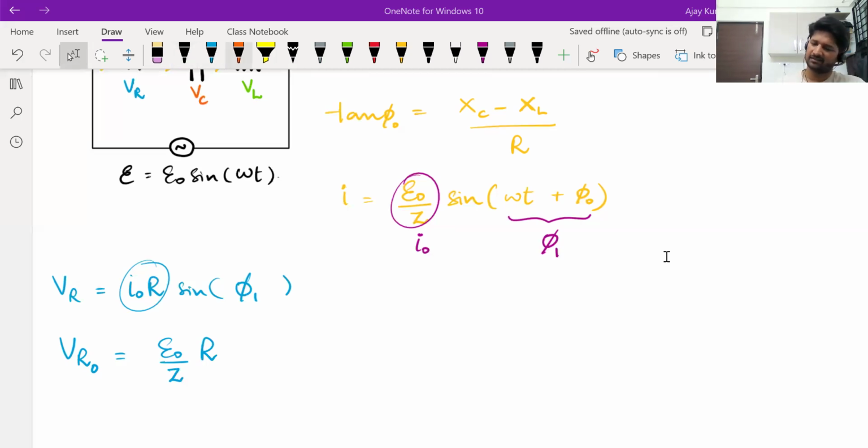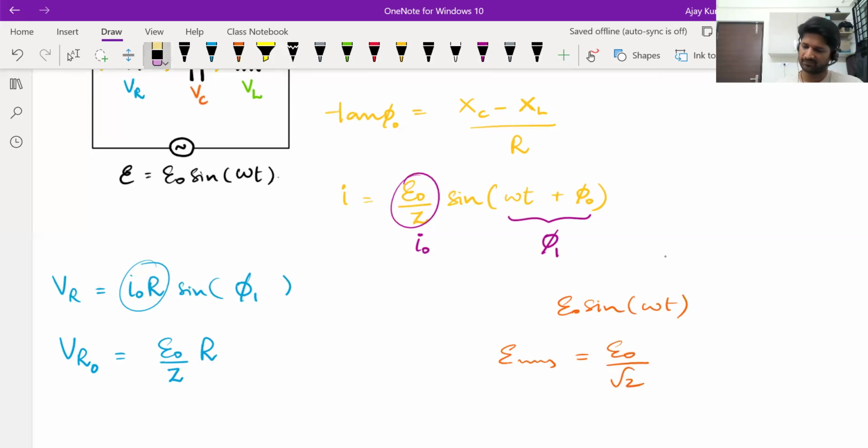Okay, try to recollect this. 2 by pi, sir. 2 by pi is the average of the positive half cycle. Suppose you have something like this. What is the RMS value of this function? E0 by root 2. For a sine function, it is 1 by root 2. If it is multiplied with E0, it becomes E0 by root 2.